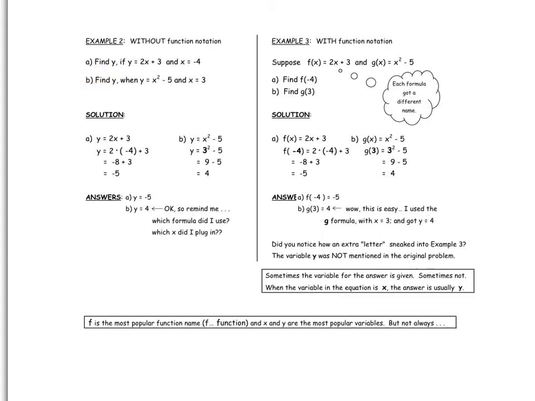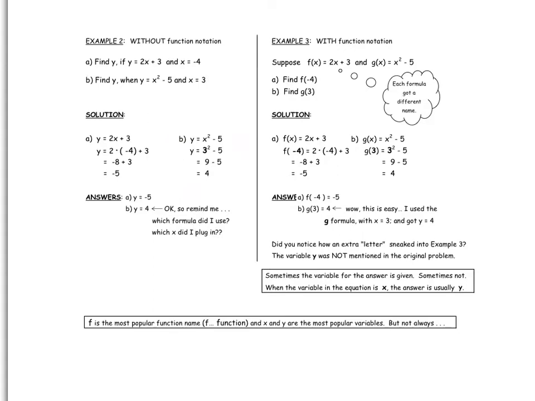In B, I asked you to use y equals x squared minus 5, and I asked you to find y when x was equal to 3. So again, I wrote the formula I was going to use. I showed you that 3 replaced x, and then 9 take away 5 was 4, so in the answer column you asked me to find out what y was, and I showed that y was equal to 4. However, in the answer y equals 4, you have absolutely no information about what formula I used and what x I plugged in unless you look back at the work and refresh your memory.